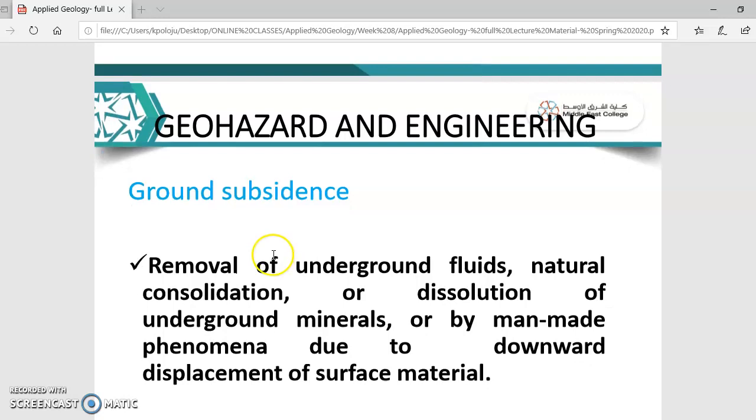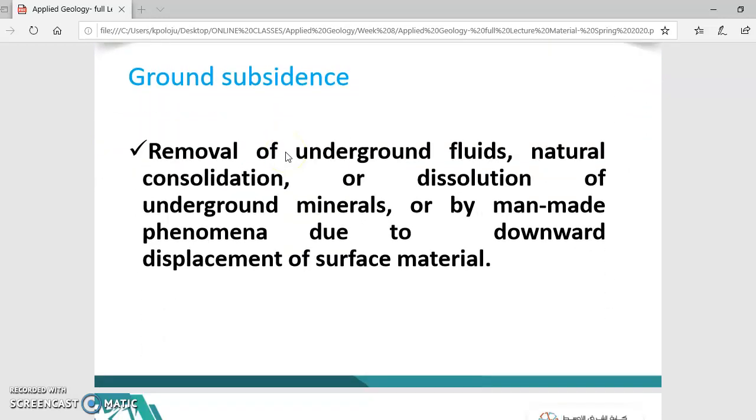So the next topic is geohazard. Ground subsidence. What do we mean by ground subsidence? Ground subsidence is the downward displacement of surface material due to removal of underground fluids, natural consolidation or dissolution of underground minerals, or by man-made phenomena.